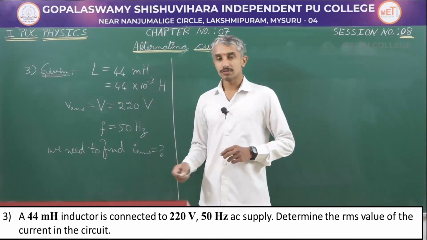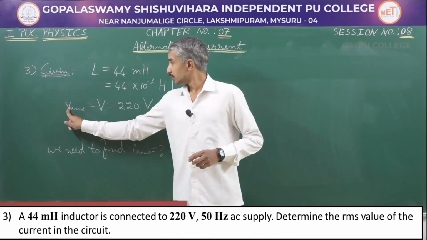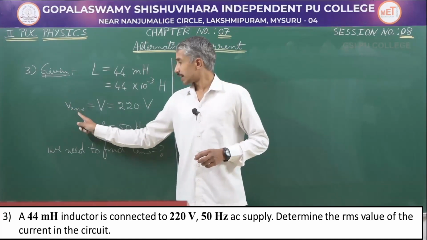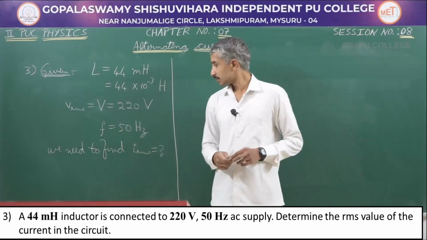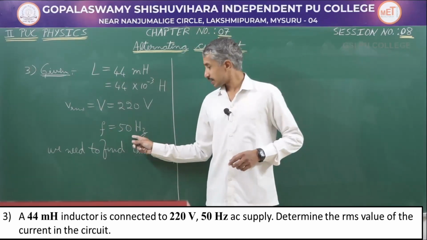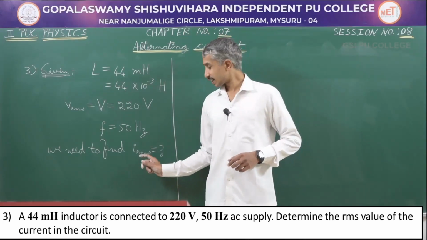The RMS value of the AC supply is 220 volt. I can either write small v subscript RMS or equivalently capital V. The frequency of the AC supply is 50 hertz. We are supposed to find the RMS value of the current.